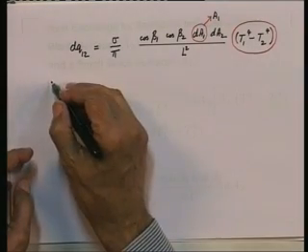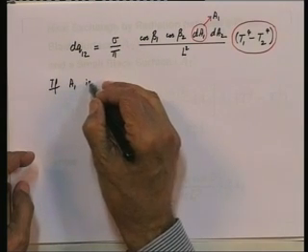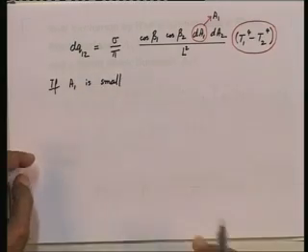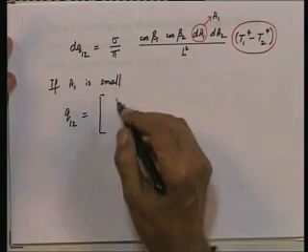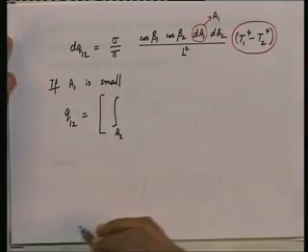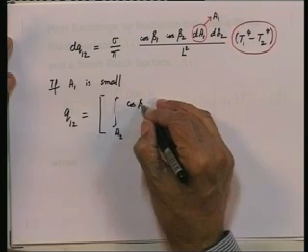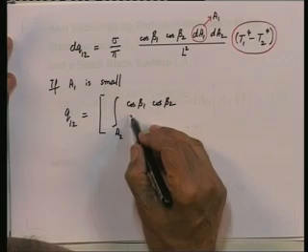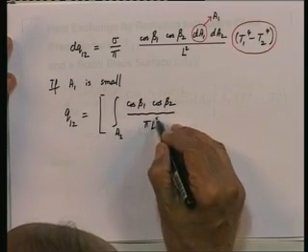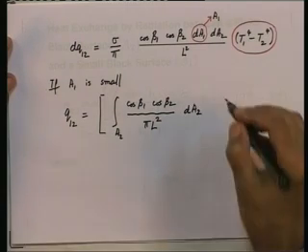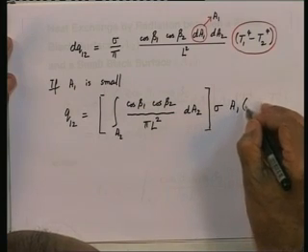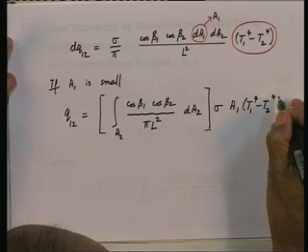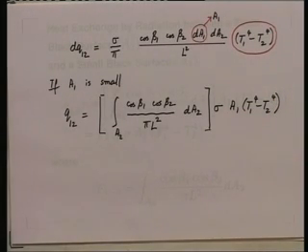If A 1 is small, I need not perform the integration over A 1 and treat dA 1 as just A 1, and I will simply get q 1 to 2 in this case equal to, the quantity within square bracket, the integral over A 2 of cosine beta 1 cosine beta 2 divided by pi L squared dA 2, the whole thing multiplied by sigma A 1 T 1 to the power of 4 minus T 2 to the power of 4. That is what we will get as the expression for q 1 2.